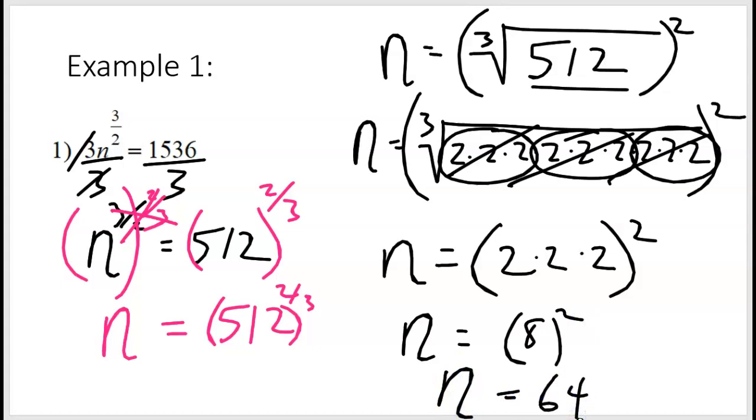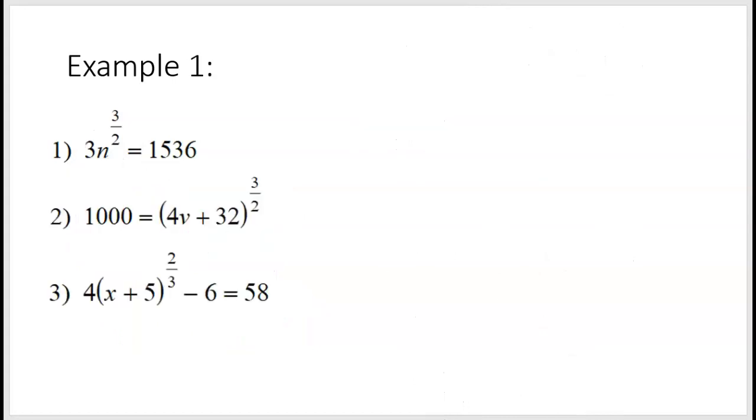Now, once again, though, you kind of have to make sure that your answer is good. We have an odd root with a positive number. When that happens, you should get just one positive answer. So don't forget to double check to make sure that you have both possibilities available. Okay? All right, so that's number one.